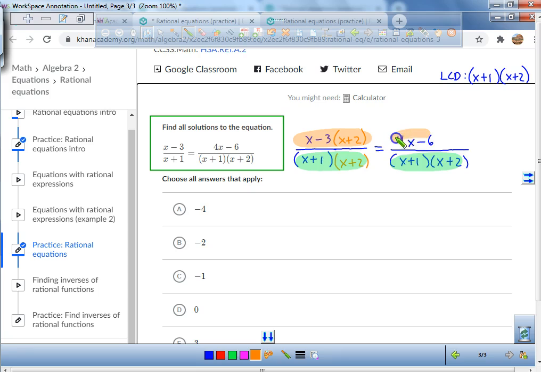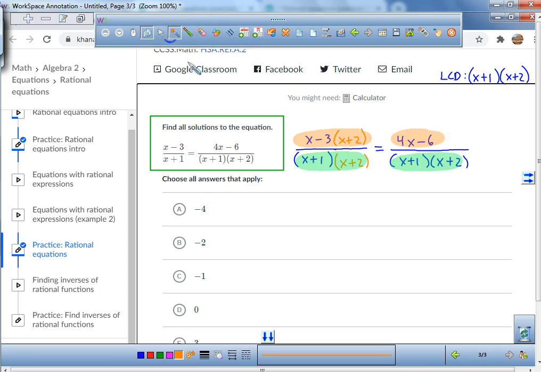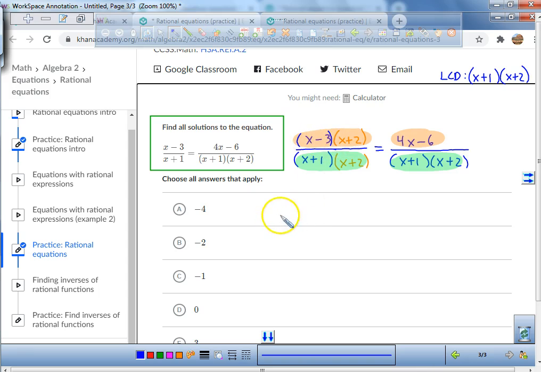This numerator is going to match this numerator. But I have to make sure I put this in parentheses. So what is x minus 3 times x plus 2? Well, we know it's going to be x squared. And negative 3 plus 2 is negative 1, so put negative x. And negative 3 times 2 is negative 6, so that's kind of the shortcut. All right, and so this is all equal to 4x minus 6. Now, being that this is a quadratic, I think at this point everybody knows you set quadratics equal to 0. So we're going to set it equal to 0.